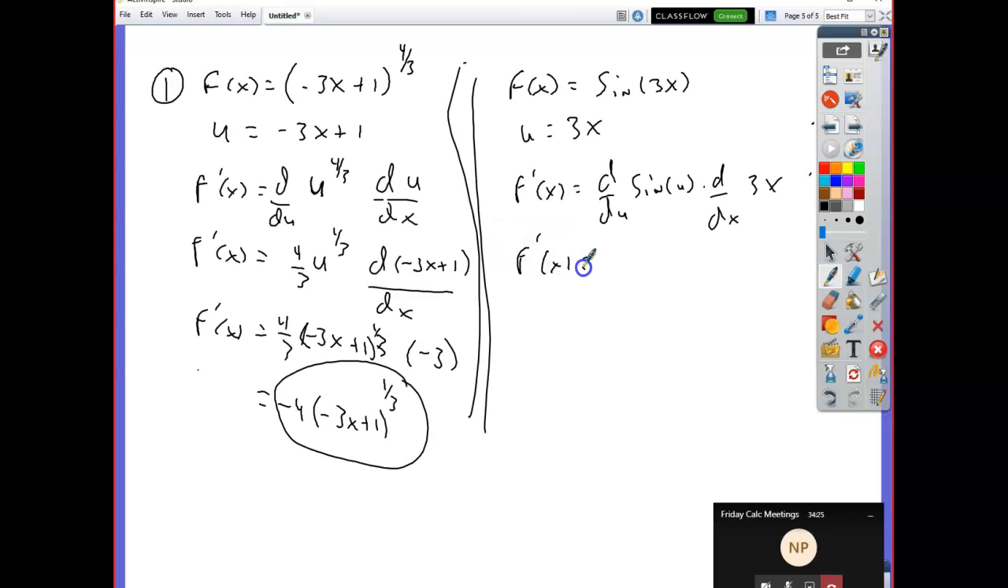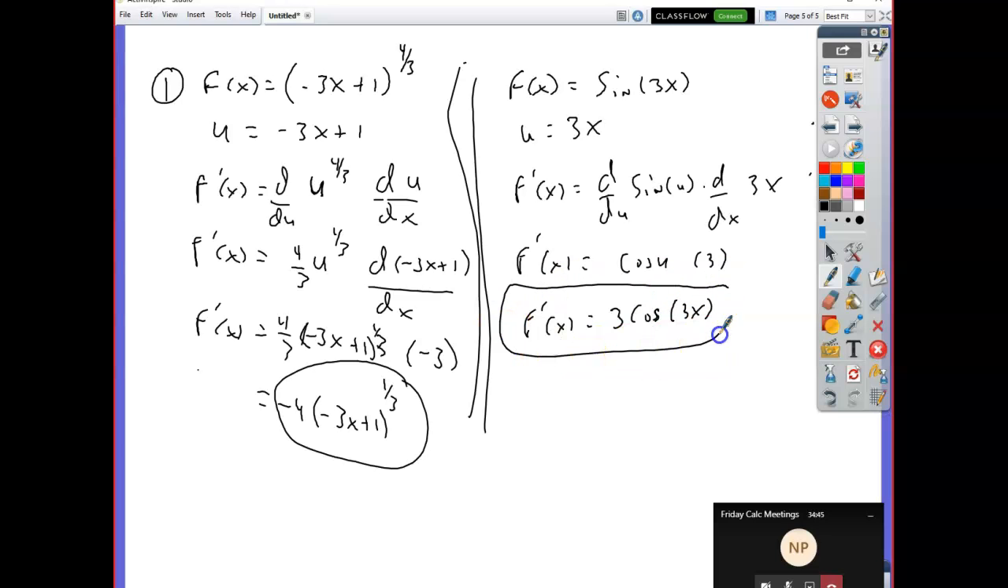All right, f prime of x equals, what's the derivative of sine u? Cosine u. What's the derivative of 3x? 3. F prime of x equals, I'm going to put the 3 up front. Cosine, what's u? 3x. Part of the reason why we write it down is so we don't forget the end. Yeah? Okay. You know how to do it? No, I still don't know how to do it. Okay, well, you're doing the next one, so that'll be okay, because the next one's harder.